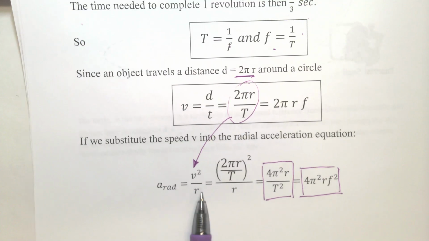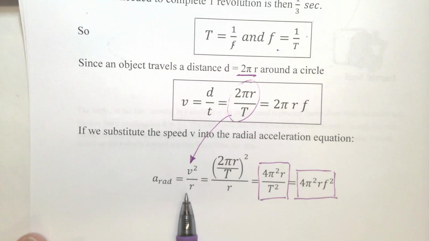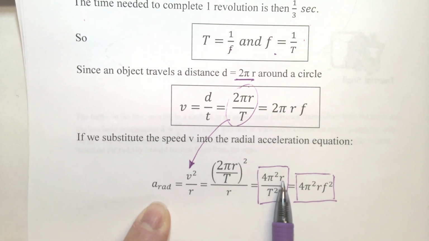Right? You would say it would be inverse, right? But that's wrong. That would be the popular wrong answer. Why? Because this V has R in it. So when you square the V, you're going to have R squared. So look at this. They are directly proportional to each other.